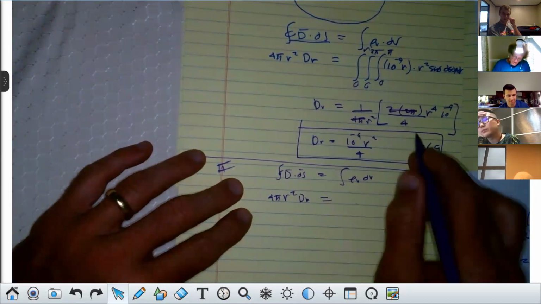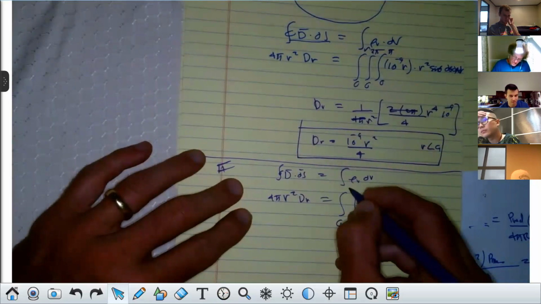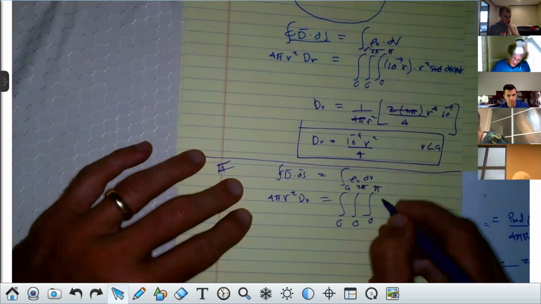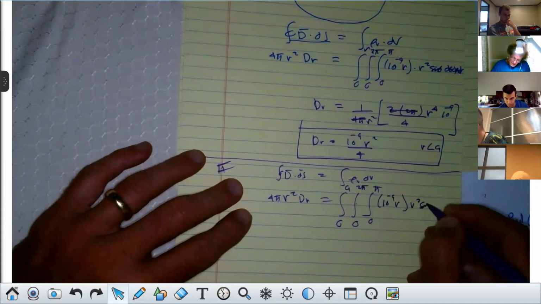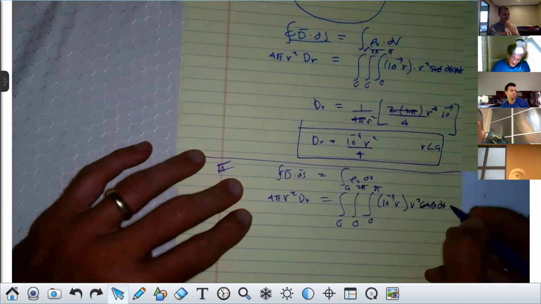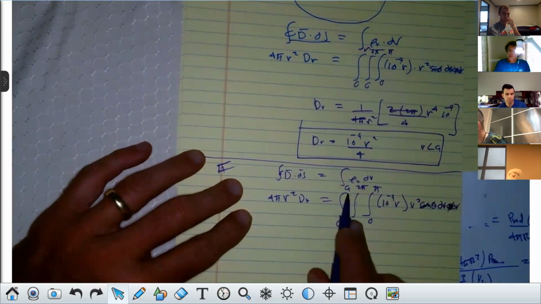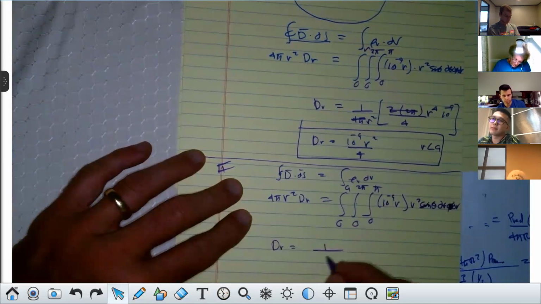On this side, it's going to be the same as before, a triple integral, where I'm going from 0 to, but not to r, it would be 0 to a, and then 0 to 2 pi, and then 0 to pi of 10 to the minus 9th r times r squared sine theta d theta d phi dr. Now, the only thing that changed on this side is the limits on the radial integration. It'll go from 0 to a. Does everybody see that, class? And that means D_r here will be equal to 1 over 4 pi r squared.